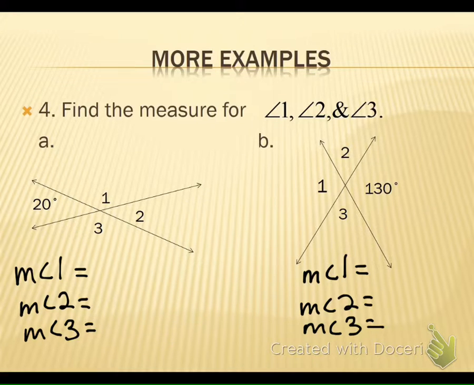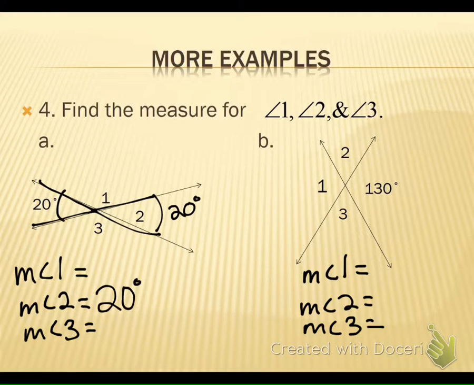We have a few different things going on. In part A, I'll just tell you one of the angles is 20 degrees. Is it 1, 2, or 3? 2. How do you know that angle 2 is 20 degrees? These are vertical angles. They're right across from each other. They make those V's pointing in. They're vertical. They're the same, 20 degrees. Okay? That's the easier one.